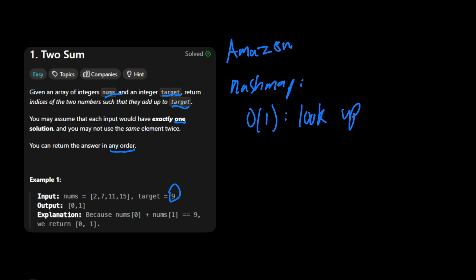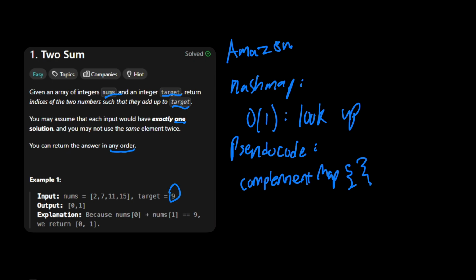So let's sort of write out some quick pseudocode for how a hash map would be helpful in this solution. Well, to start, what if we had a hash map that contained all of the complements? So let's just call this the complement map in this example. Ignore my brackets. So in this complement map, we basically iterate through the nums. So loop through nums.